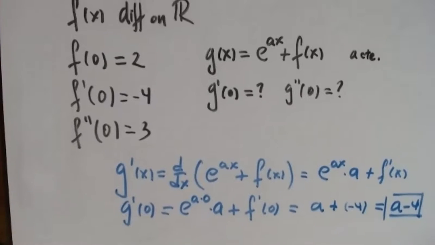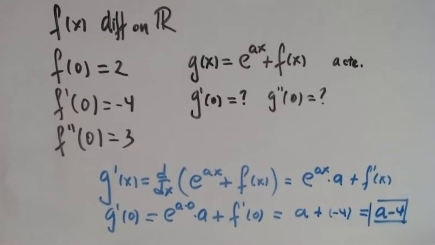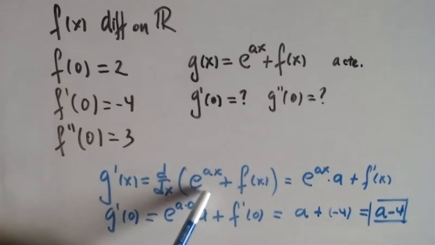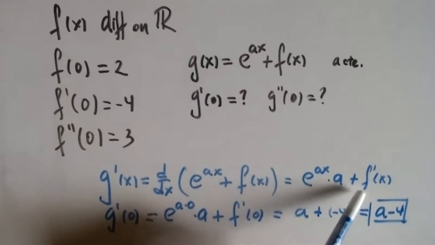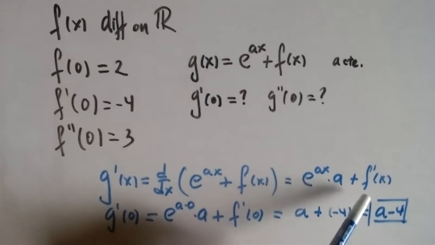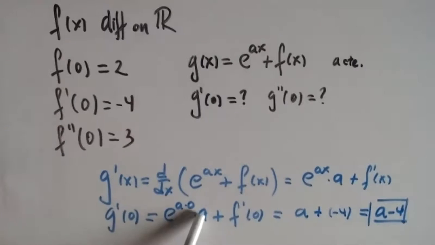Again, these are not big calculations, just values you receive, a definition you have, and the fact that the derivative of a sum is the sum of the corresponding derivatives. So you differentiate the exponential and f, and then you plug in the values. The exponential of 0 is 1, I get a, and I have f prime of 0 that is -4, so everything is a minus 4.